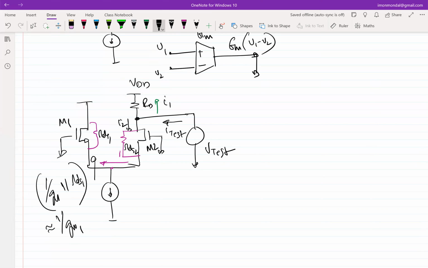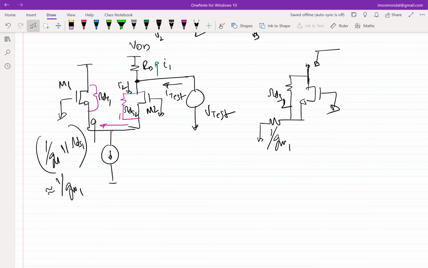Okay. So now what do I have? Now I shift my focus to M2 and then see what does it look like. I'm trying to figure out what is the impedance looking from the drain of M2, looking down. And you assume GM1 equal to GM2, RDS1 equal to RDS2, identical transistors. So what is the impedance looking down from the drain of a transistor if you have something connected at the source?